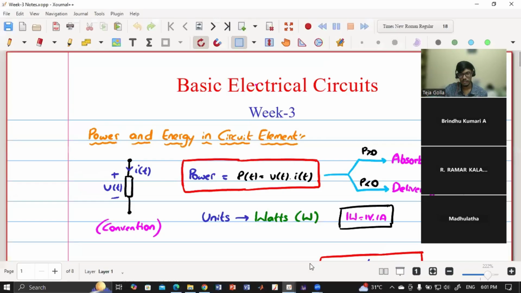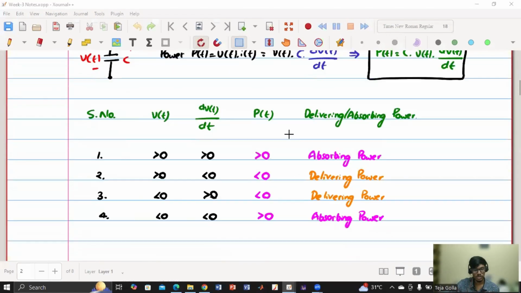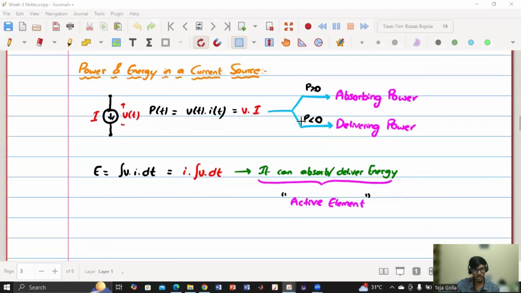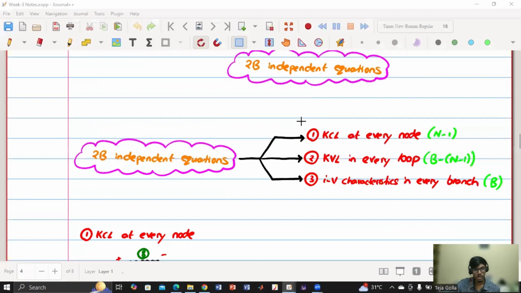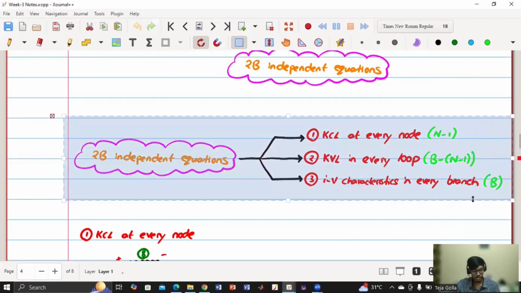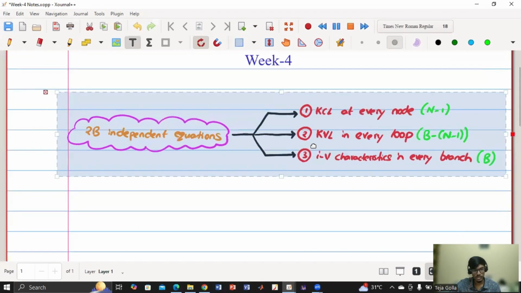Let me share my screen. So, in the past week, we have discussed power and energy in circuit elements, and towards the end, we have also discussed, in order to solve a circuit, how many equations we are supposed to get, and what equations we'll be getting. So, we'll start from this point. Today is week 4, but I'll just start with this.